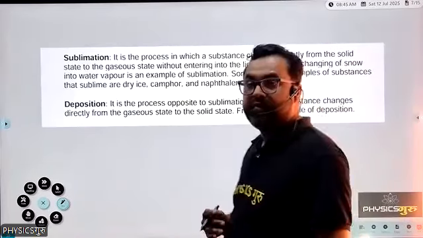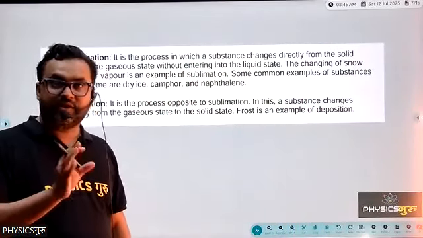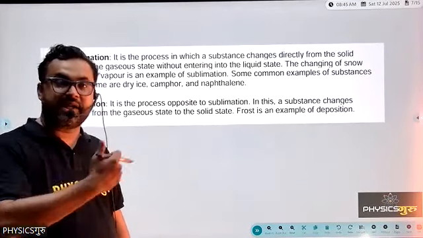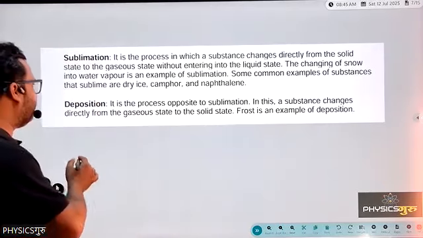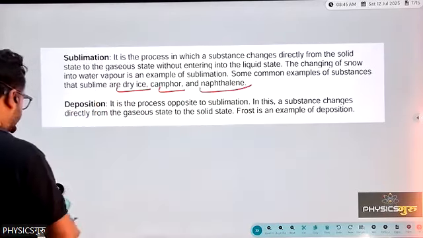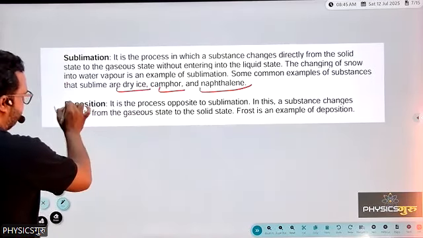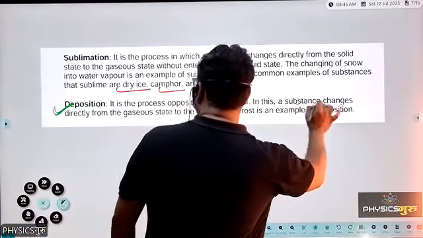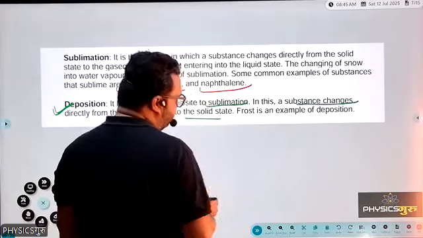The next important term, which we have already done, is sublimation. Sublimation means change of state from solid to gaseous state without passing through the liquid state. Examples are dry ice, camphor, and naphthalene balls. The next important term is deposition. It is a process opposite to sublimation, in which a substance changes directly from gaseous state to solid state. Example, frost.